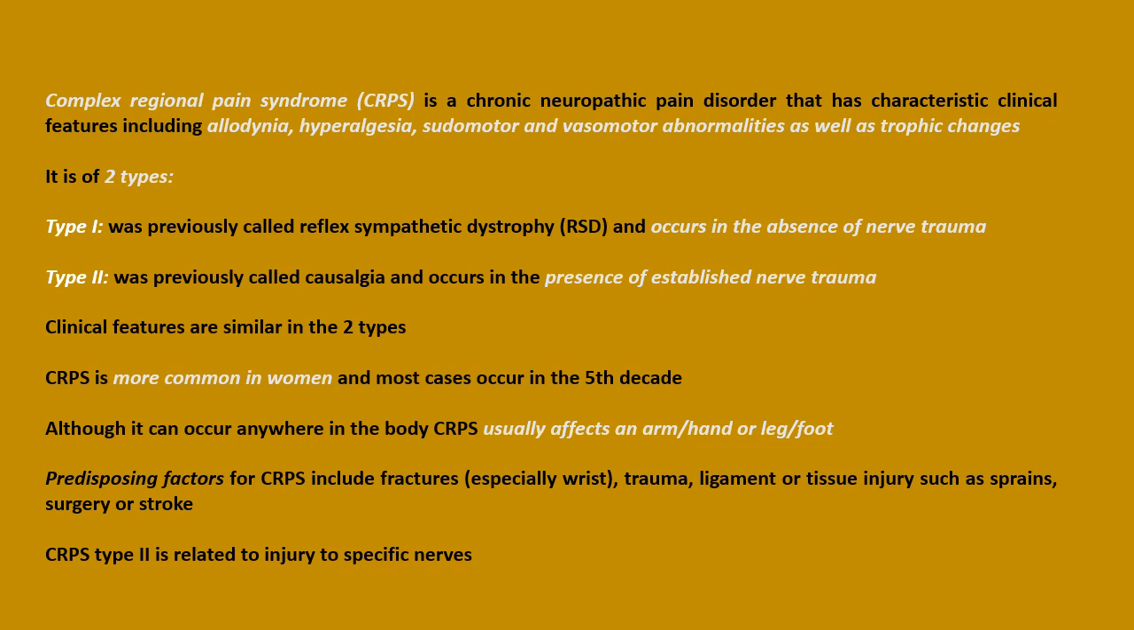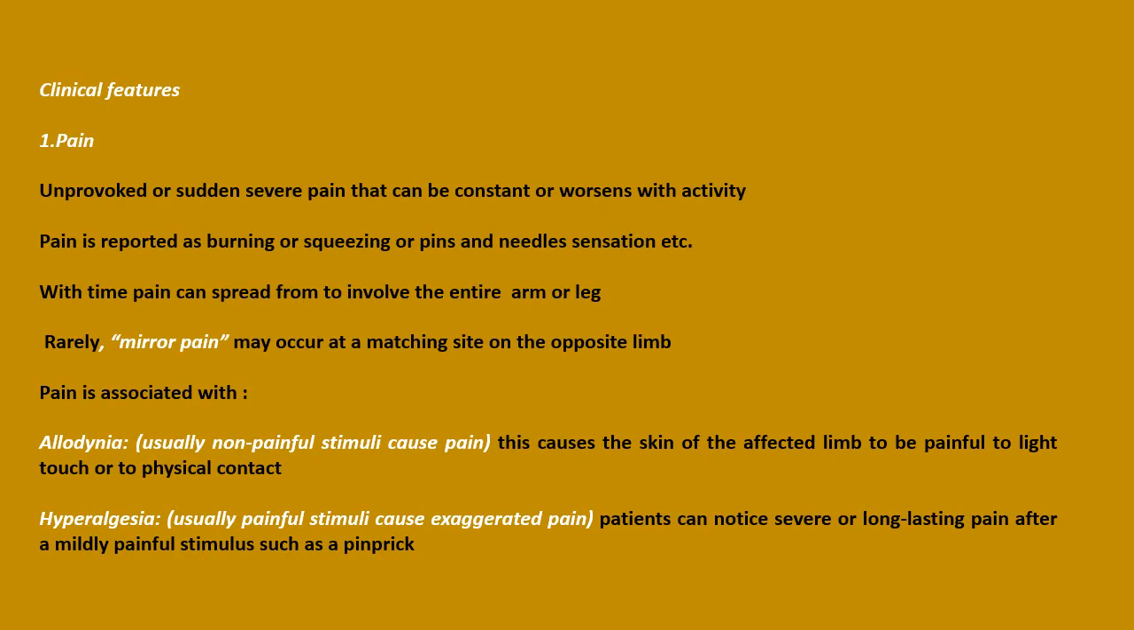Predisposing factors for CRPS include fractures, especially of the wrist, trauma, ligament or tissue injury such as sprains, surgery, or stroke. CRPS type 2 is related to injury to specific nerves. Clinical features: number 1, pain, unprovoked or sudden severe pain that can be constant or worsens with activity. Pain is reported as burning or squeezing or pins and needles sensation. With time, pain can spread to involve the entire arm or leg. Rarely, mirror pain may occur at a matching site on the opposite limb.